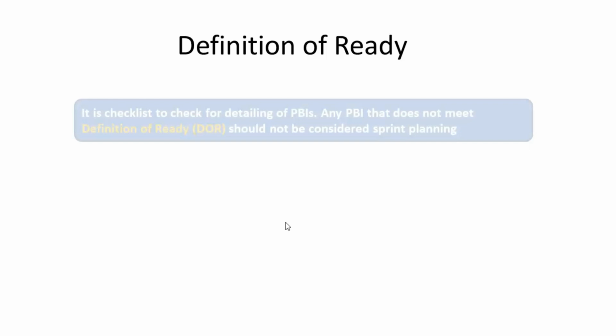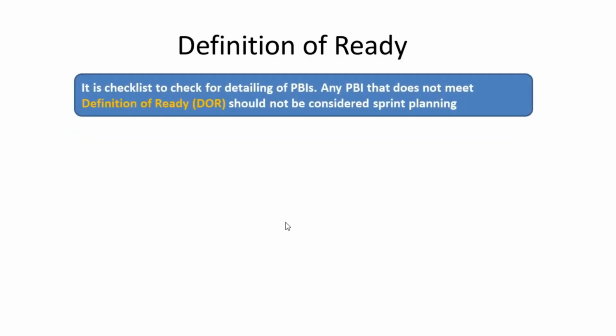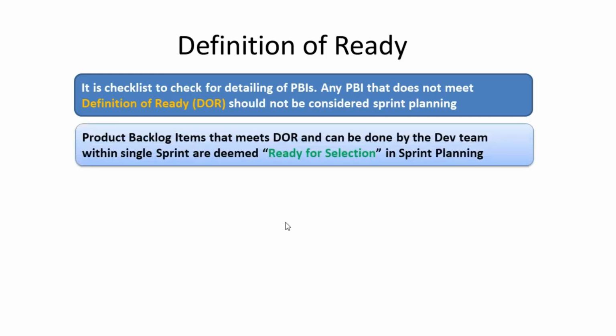Let us now discuss and understand definition of ready. It is a checklist for ensuring the completeness of the product backlog items. Any product backlog item that does not meet the definition of ready checklist will not be considered for the sprint planning. The product backlog items that meet definition of ready and can be done by the development team within a single sprint are deemed as ready for selection in the sprint planning.